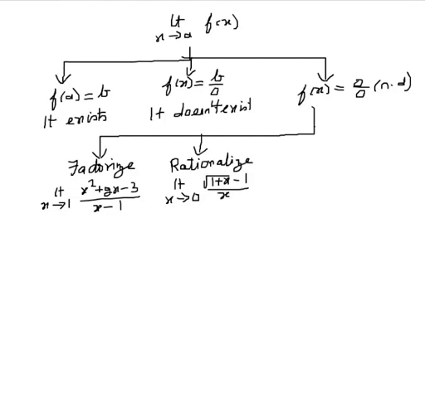When do we use the rationalization method? When we have a radical sign. Sometimes we have to rationalize the numerator, sometimes we have to rationalize the denominator. In some questions we have to rationalize both. And we may use the substitution method, or we may use identities also. If it is a trigonometric function, we may use identities and simplify.